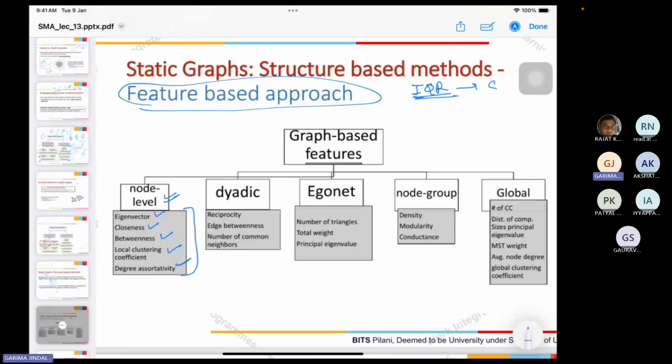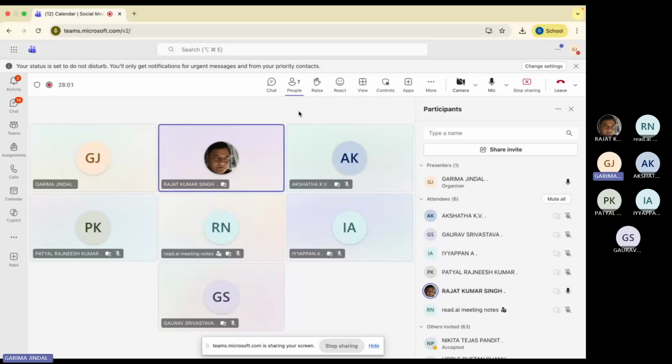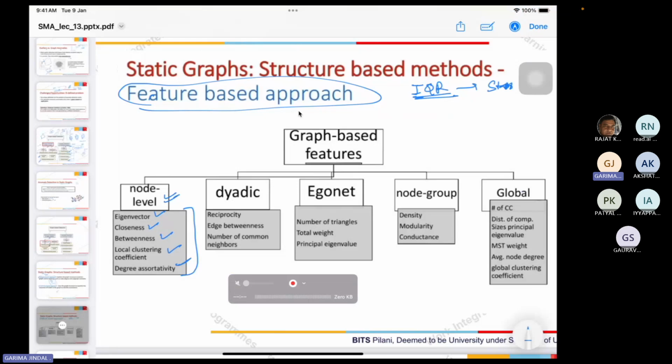This is a method in statistics. Is anybody aware of what IQR is? Interquartile range. How do we identify outliers using IQRs? We studied this in the first semester. Yes. So, what is IQR? Suppose first I identify degree values.